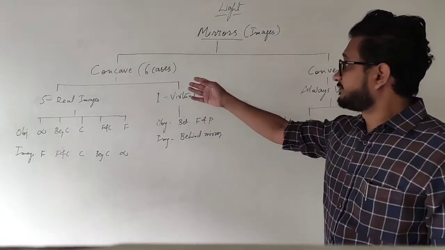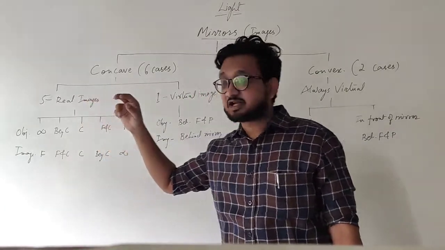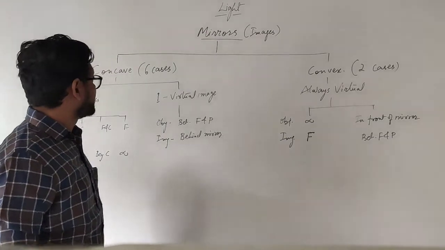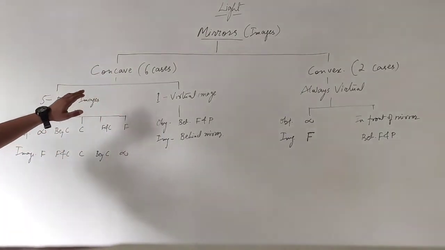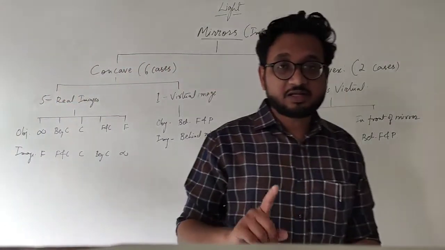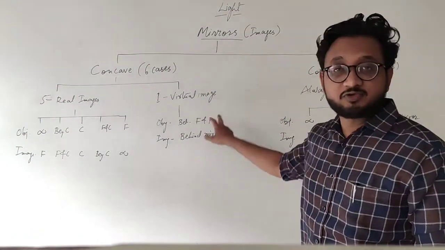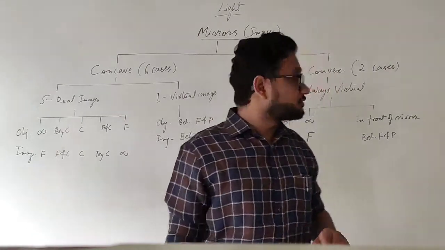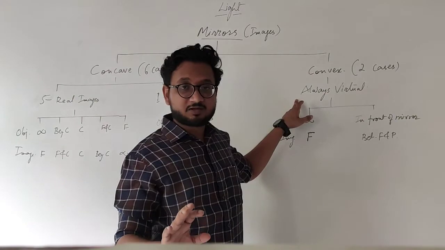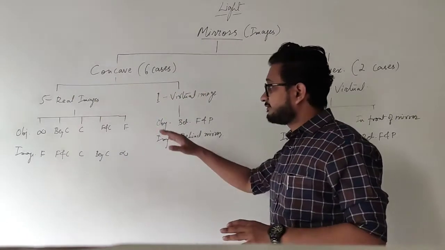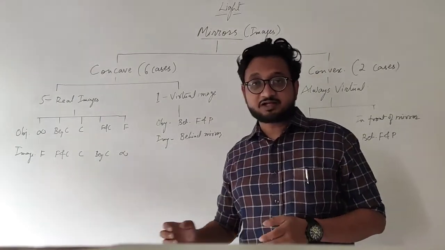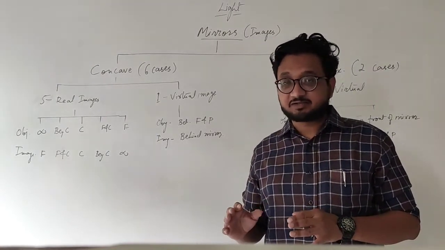Let's start. For concave mirror, we have 6 cases, and for convex mirror, we have only 2 cases. Out of these 6 cases of the concave mirror, 5 images formed will be real images, and only 1 image formed will be a virtual image. But in convex mirror, the image formed is always virtual. So remember that. That is why I have written the properties along with the position as well, so that you can get the idea side by side.